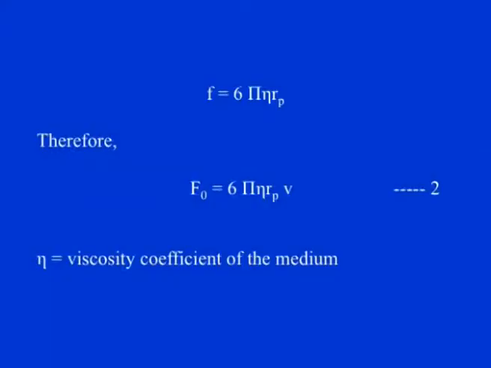Now, the frictional coefficient of a particle is a function of its size, shape and hydration, and also the viscosity of the medium. By the Stokes equation, for an unhydrated spherical particle, that is the ideal one we are talking about, the frictional coefficient equals 6 pi eta r_p, where r_p is the radius of the particle. So, your opposing or frictional force becomes this particular equation, where you have put in the velocity also. Frictional coefficient into velocity, the viscous drag, comes into play as soon as the particle starts accelerating in the solution due to the applied centrifugal field.